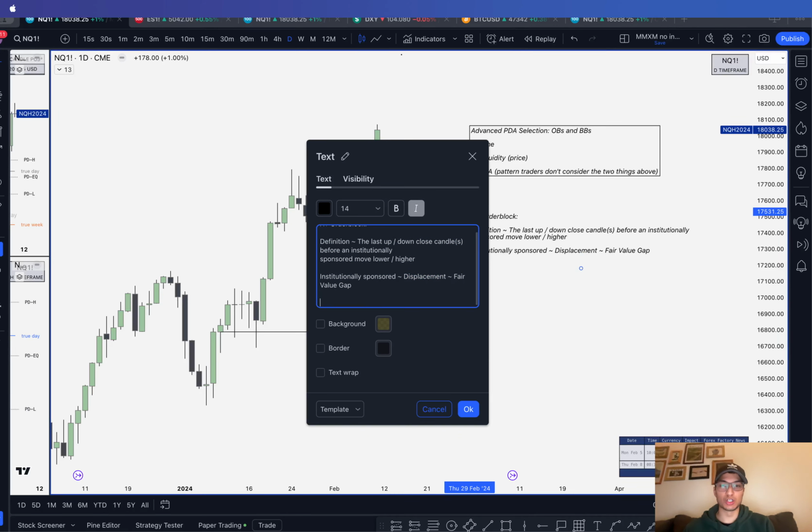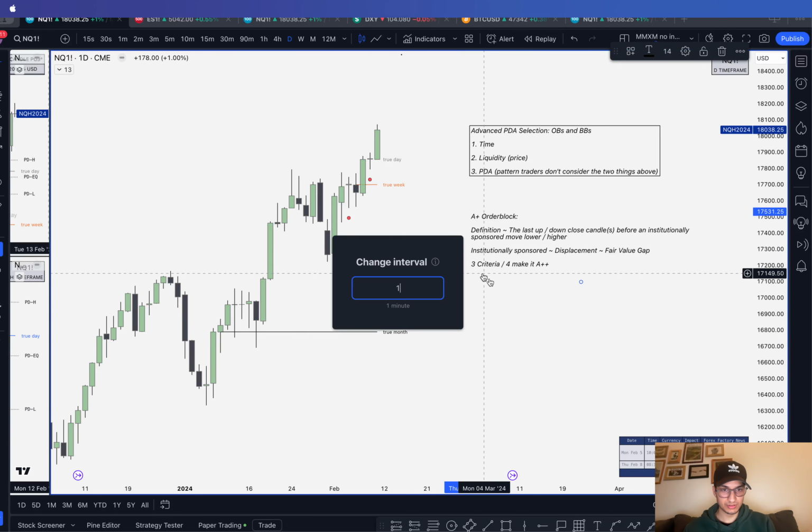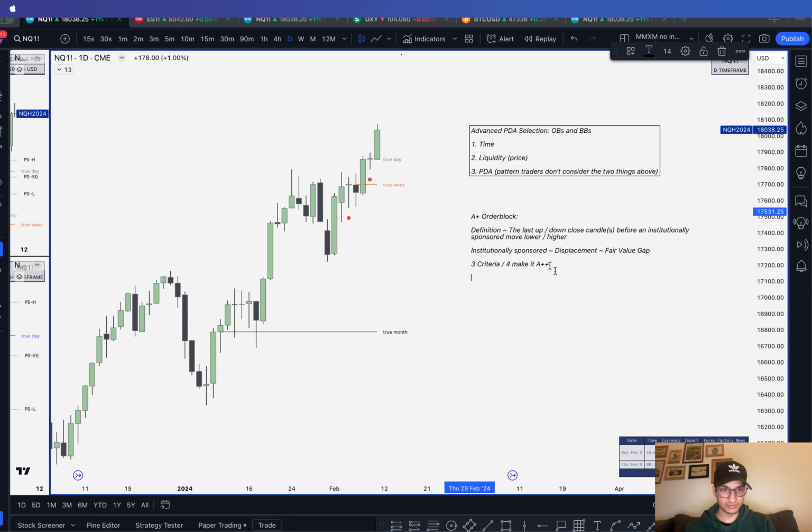Our A plus order block has 3 criteria. 4 make it A plus plus. I'm going to go through these. I don't like how it's showing, I can just click on this. There we go. The first criteria is that this order block must sweep liquidity to be even called an order block.